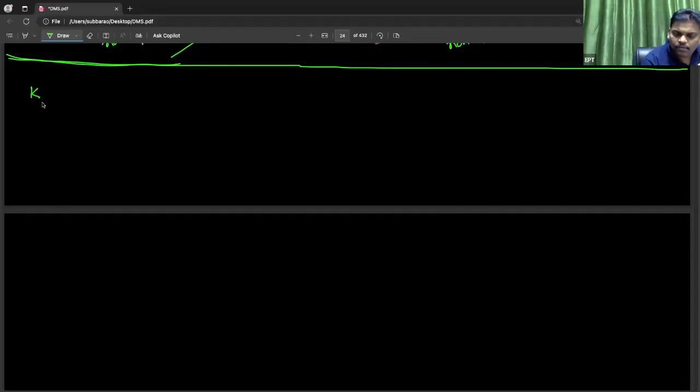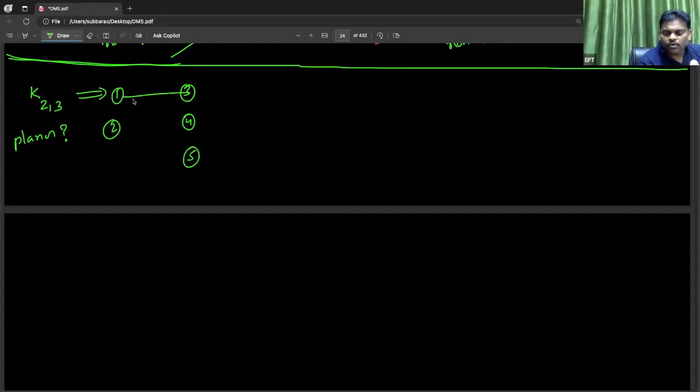K2,3. Let's see if it is planar or not. First of all, draw the diagram. 2,3 means left side 2 people, right side 3 people. So this person to all. See the answer. This person to all.